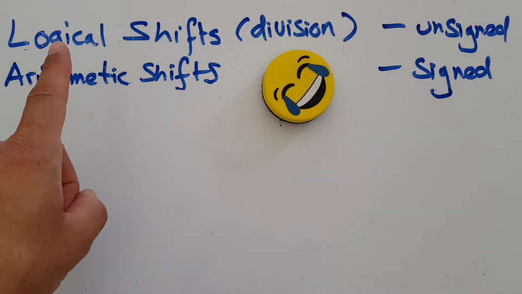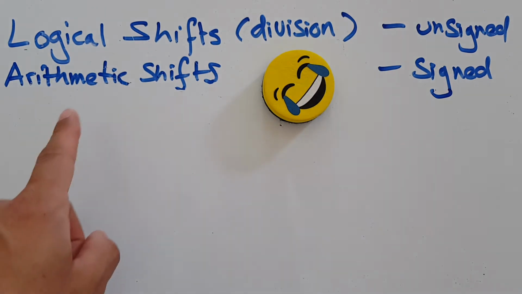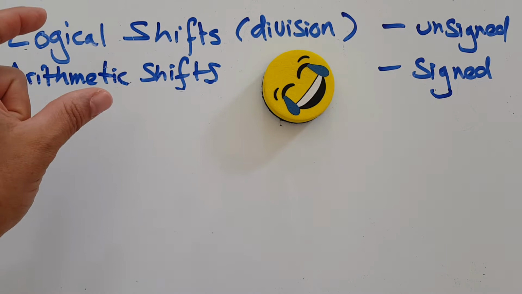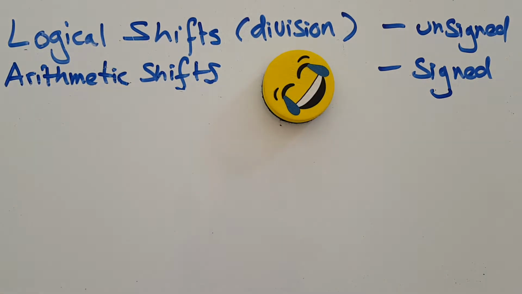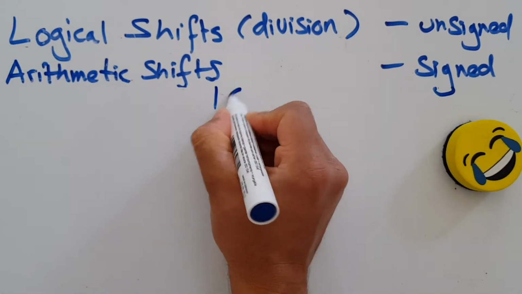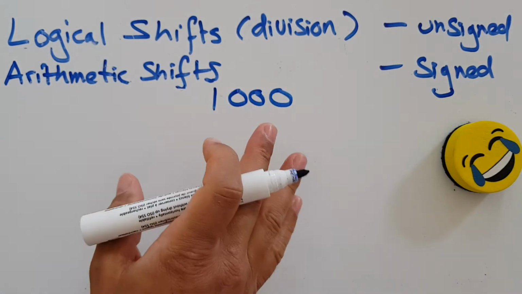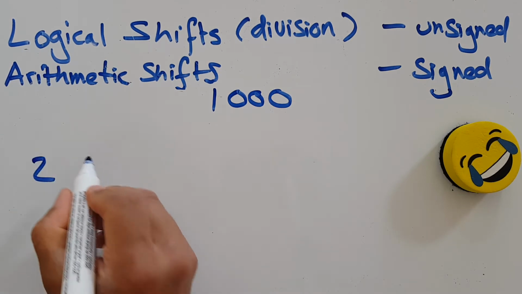This video is about logical shifts performing division. So I've got arithmetic shifts here as well, because both logical shifts and arithmetic shifts perform the same sort of function. What do they allow you to do? Well, they allow you to take a binary number, for example 1000, and in this case divide. I mean, you can multiply as well, but I'm going to talk about divide. And divide by powers of 2.